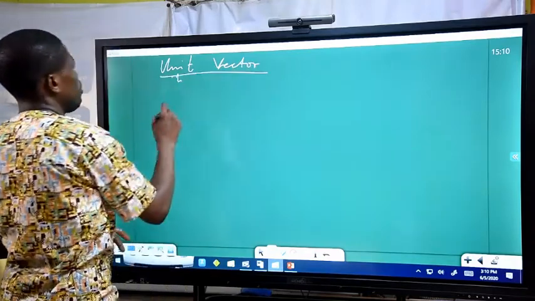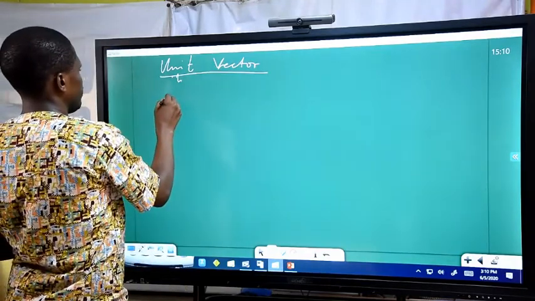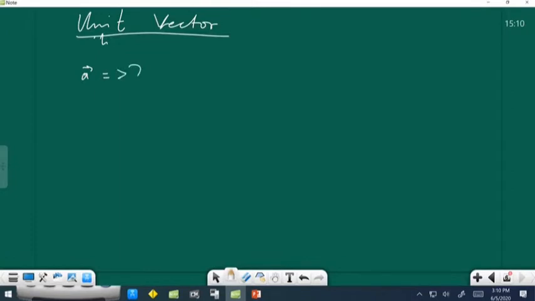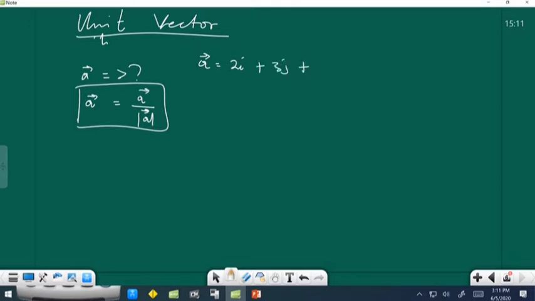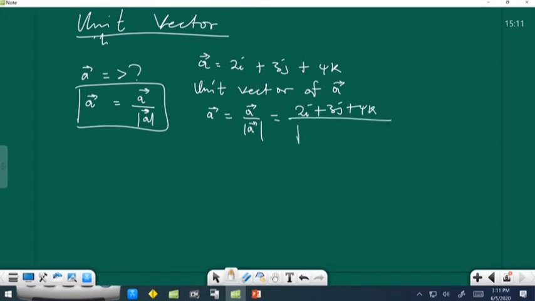To find the unit vector of a 3D vector, we consider a vector A. The unit vector of A is given as vector A divided by the modulus of A. That means if you are given A is equal to 2i plus 3j plus 4k, and want to find the unit vector of vector A, we have vector A divided by the modulus of A. So that is equal to 2i plus 3j plus 4k divided by the square root of 2 squared plus 3 squared plus 4 squared.